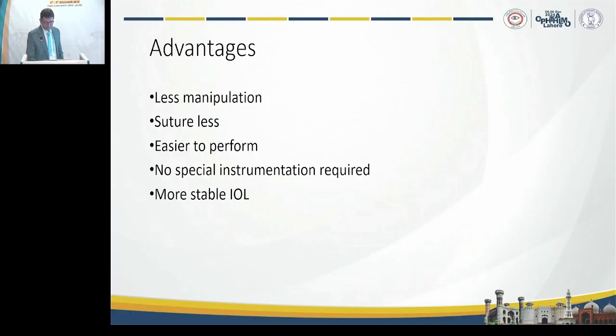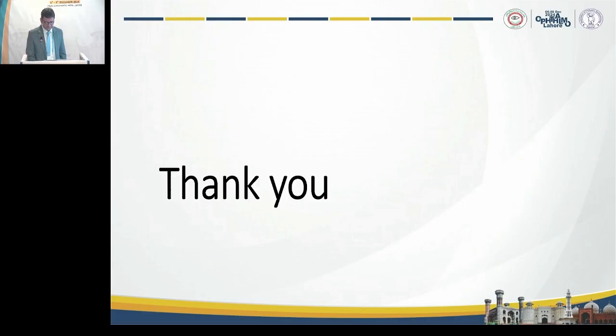So the advantages are the technique is less manipulative, it's completely sutureless, easier to perform, no special instrumentation required, and the IOL is more stable and has less astigmatism. Thank you.